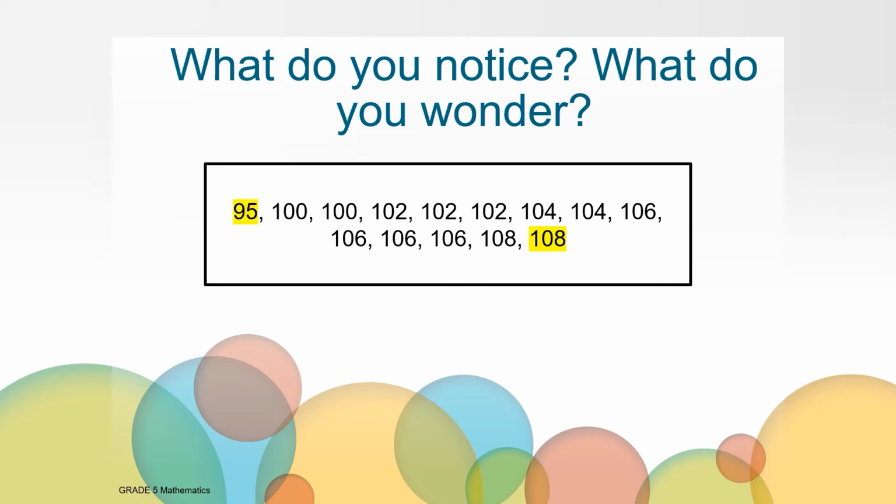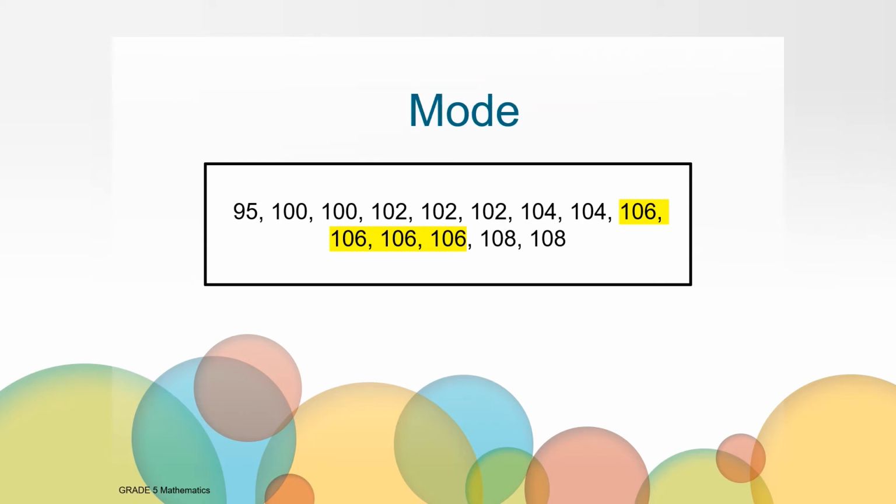In this set of data, there is a group of numbers that occur most frequently, and that number is 106. In this set of data, 106 is the piece of data that occurs most frequently, so 106 is called the mode of this set of data.